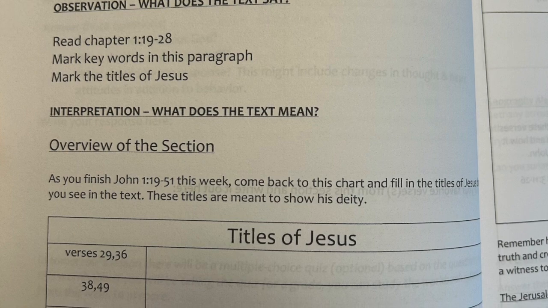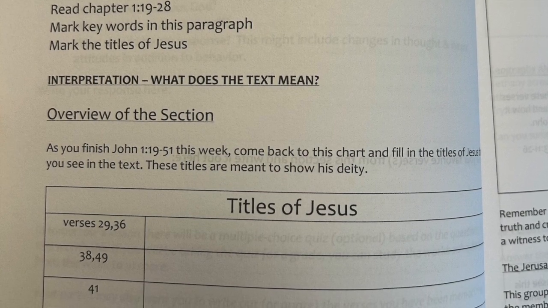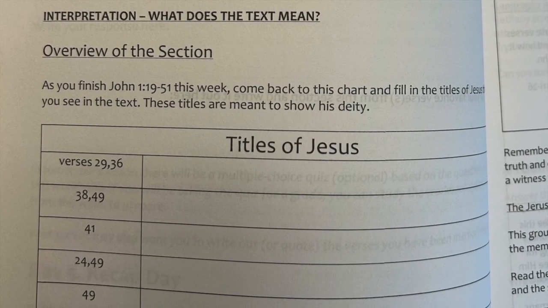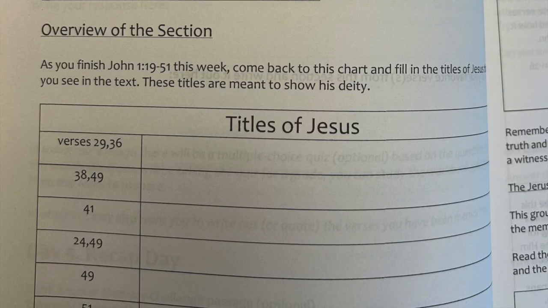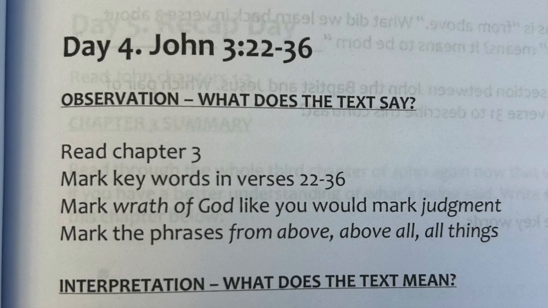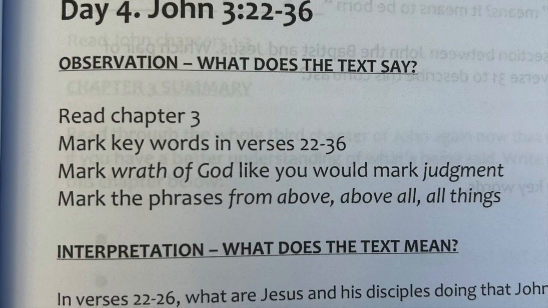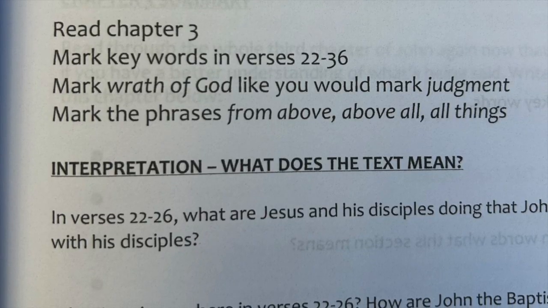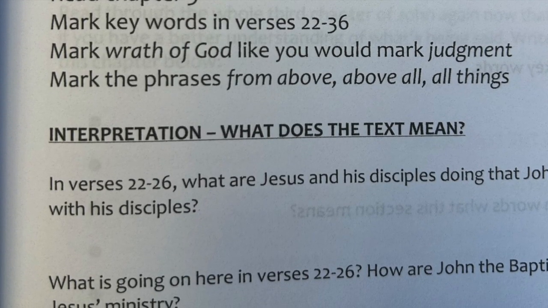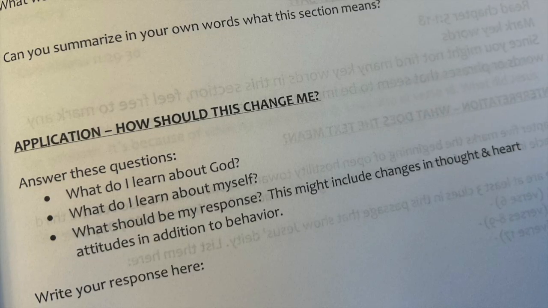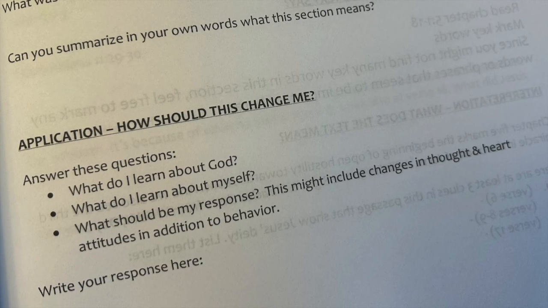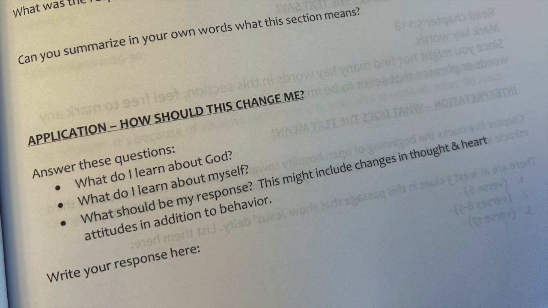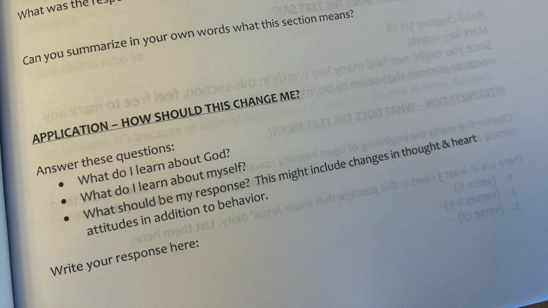And so your kids will be working through the main components of an inductive study. That is observation. Every day, they will mark keywords. What does the text say? And once you start marking keywords, you notice repetition, you notice emphasis, you notice what John is trying to get you to see. And only then do we go and say, okay, what does this mean? Now we can start to put the pieces together and interpret it. We look at lots of cross-references too. Once we've done those 2 steps, only then should we be applying it.